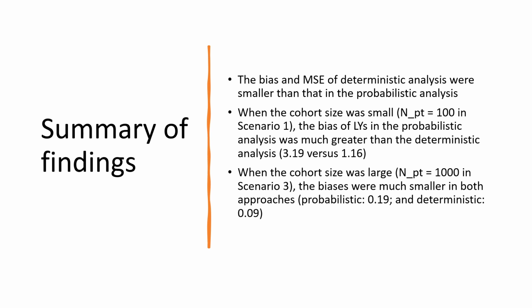When the cohort size was small, n equals 100 in scenario 1, the bias of life years in the probabilistic analysis was much greater than the deterministic analysis, 3.19 versus 1.16. However, when the cohort size was large, n equals 1000 in scenario 3, the biases were much smaller in both approaches, probabilistic 0.19 and deterministic 0.09.